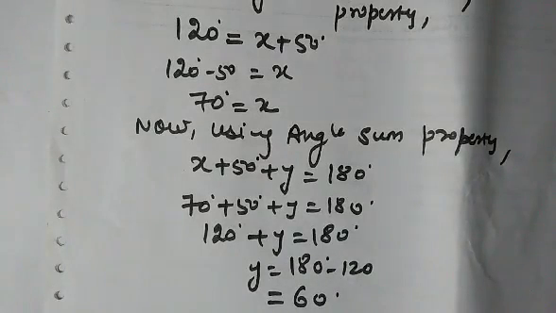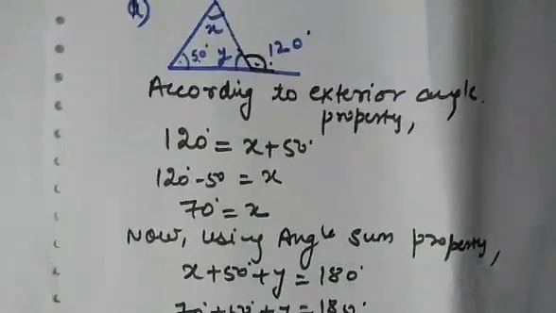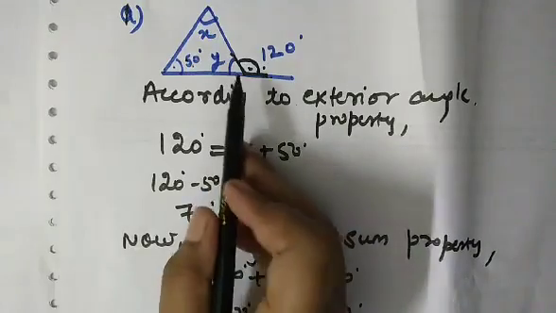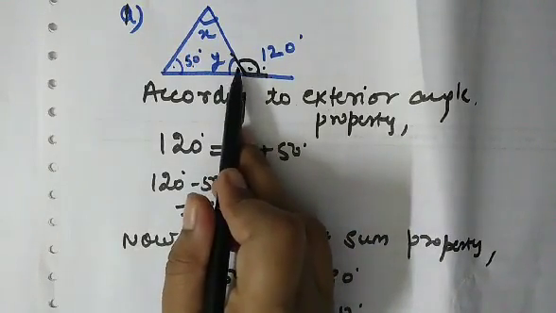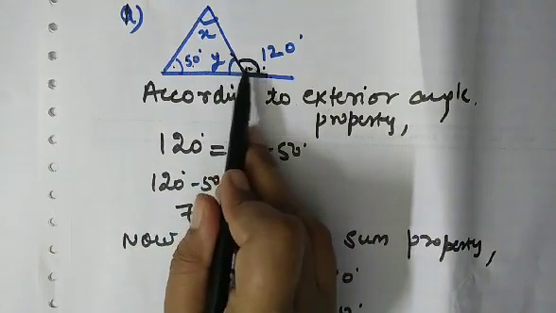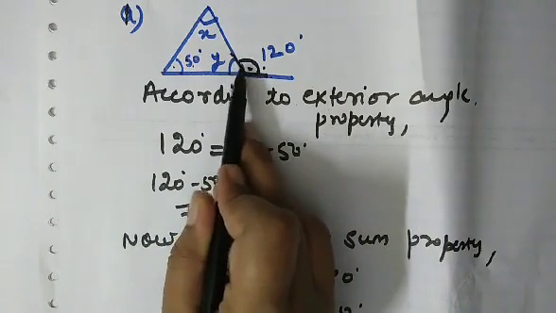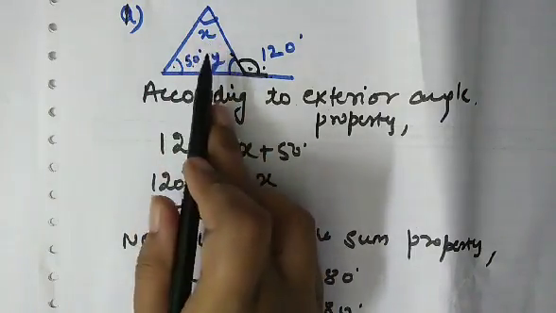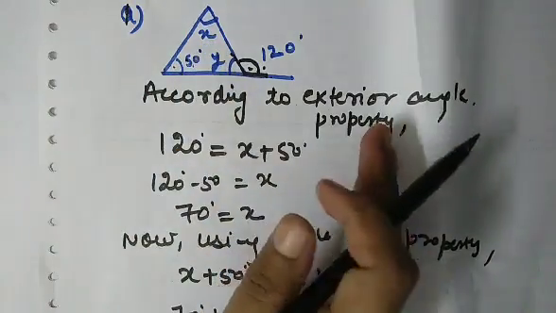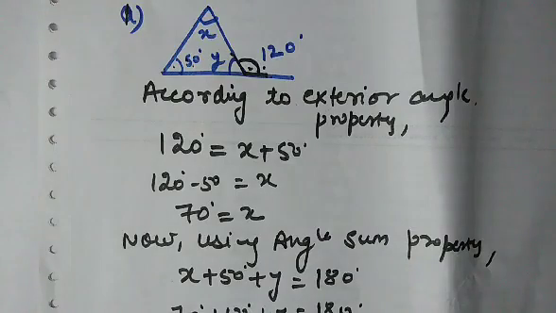Okay, so I have applied the exterior angle property and also the angle sum property. Now there is one more way you can do this question: if you add y and 120, they will be 180 because of the linear pair, so by that you can find the value of y, that will be 60 degrees. Now apply the angle sum property, you will get x. Okay, now come to the next one.